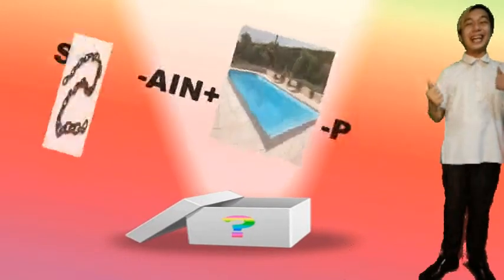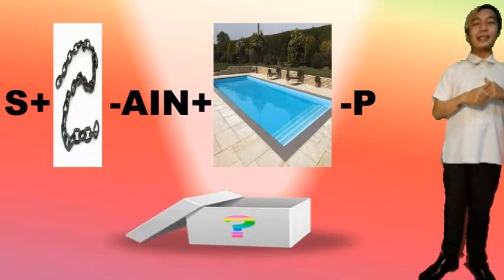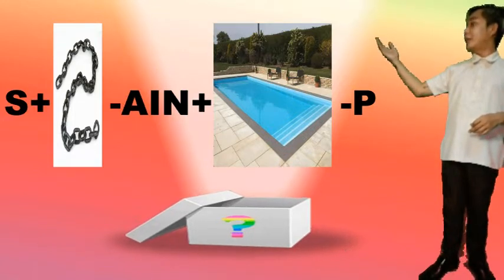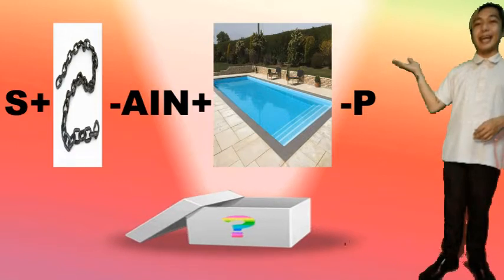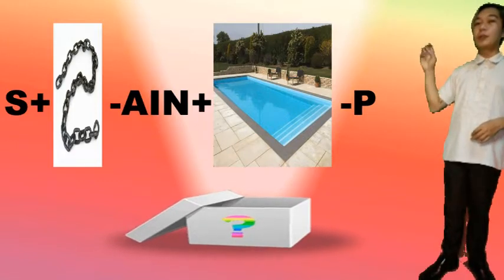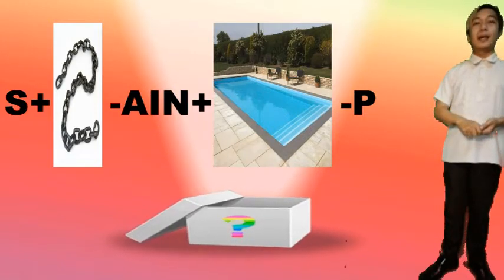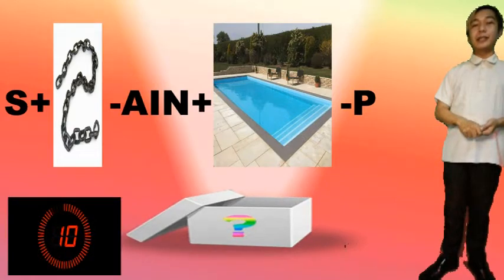Let's proceed to the next item. We have letter S plus picture number 2 minus letters AIN plus picture number 2 minus letter P. Your timer starts now.